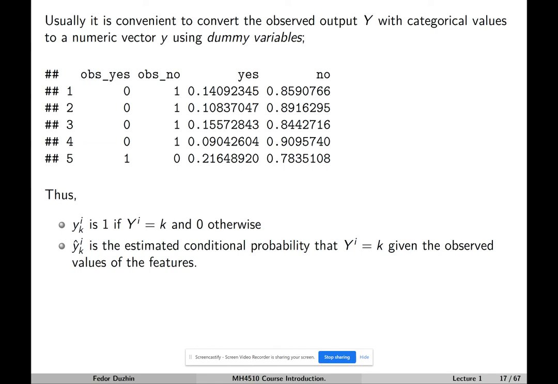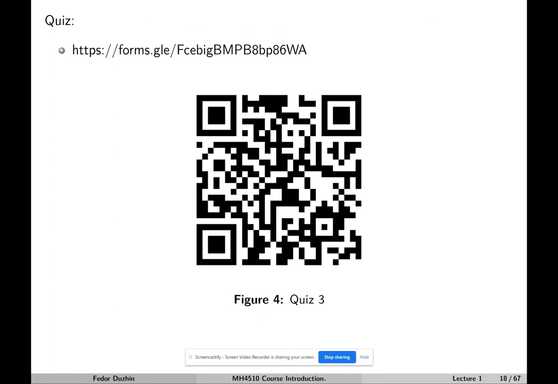Okay, so I hope it's clear. Now a little quiz for you that covers this regression versus classification.